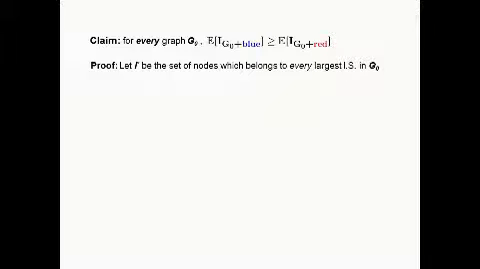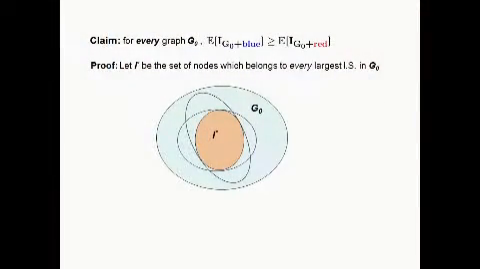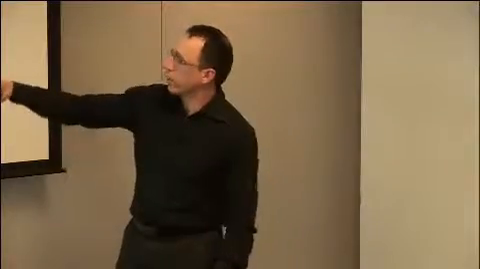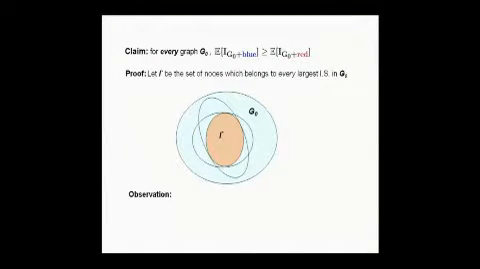Let I star be the intersection of all largest independent sets in G0. The thing is that I have no guarantee that there's only one largest independent set. There could be many: one, another, third, fourth, and so on. So let me take the intersection of those. If there's only one, fine. If there's many, I'll take the intersection. It could be empty. You can show it's actually not empty, but that's beside the point. Okay, so you have this I star object.